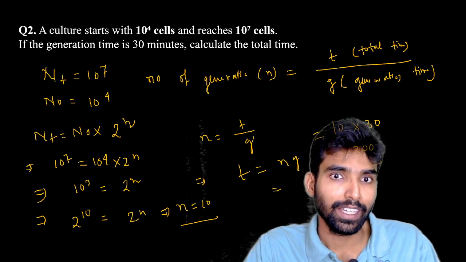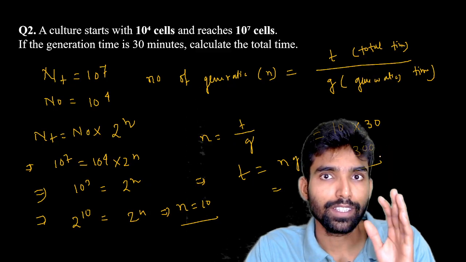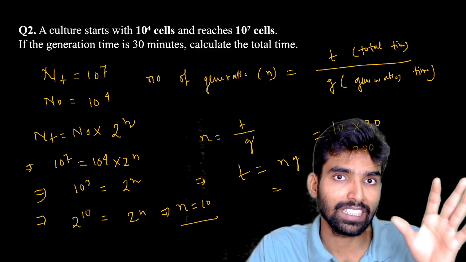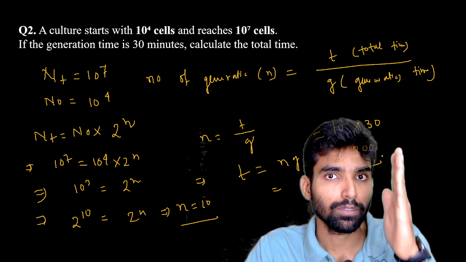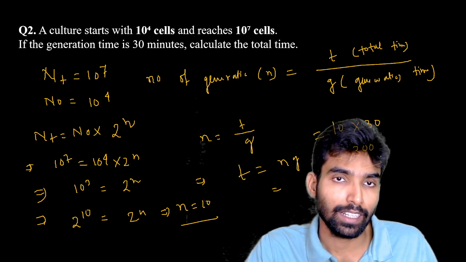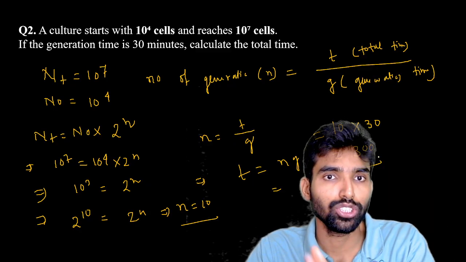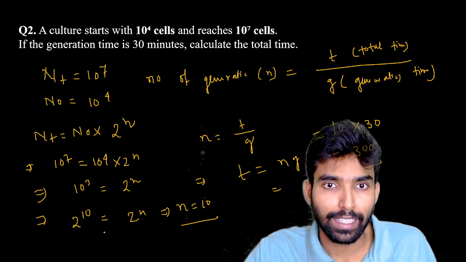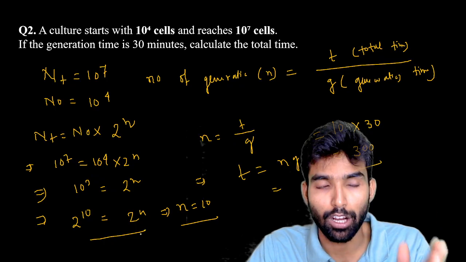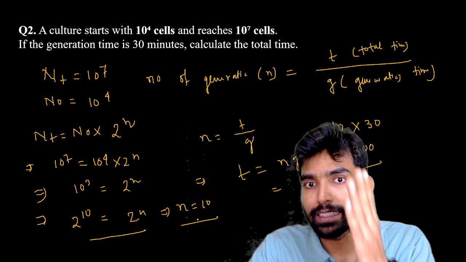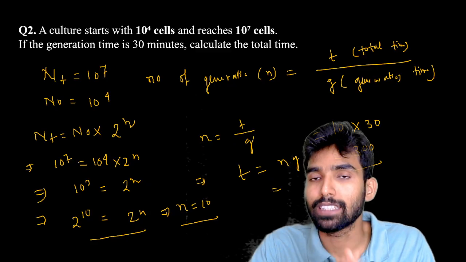In the earlier question, the total time was given and you had to calculate the generation time. Here, the generation time is given and you have to calculate the total time that the culture needs to reach from 10^4 to 10^7 cells. Just put in the simple formula, Nt equals N0 into 2^n, and calculate n, that means how many generations it has completed. So 1 generation takes 30 minutes, 10 generations will take 10 into 30 minutes. That means 300 minutes.